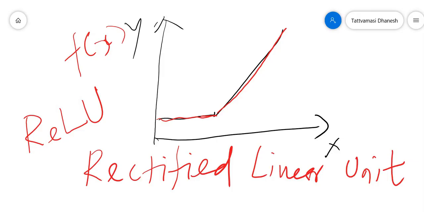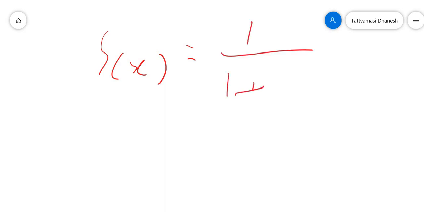The sigmoid function can be written like this. This is the equation for the sigmoid function. S(x) is equal to 1 by 1 plus e raised to minus x. This is really, very important. S(x) is equal to 1 by 1 plus e raised to minus x.